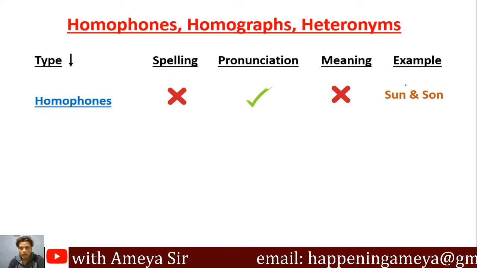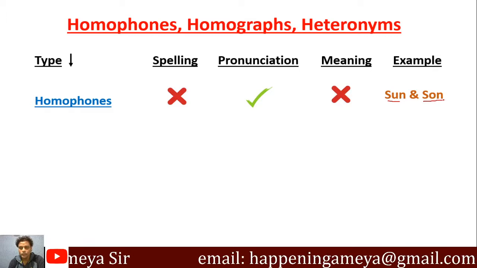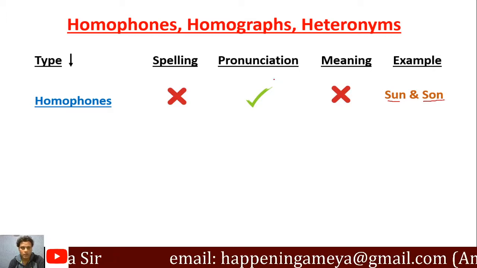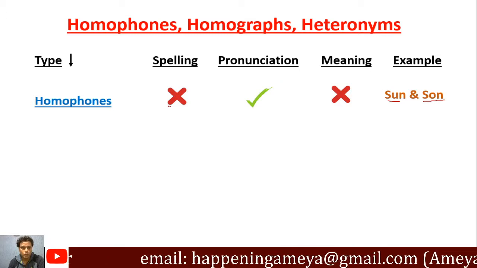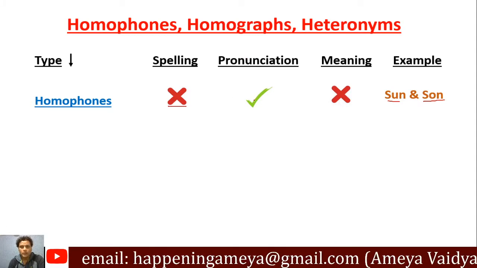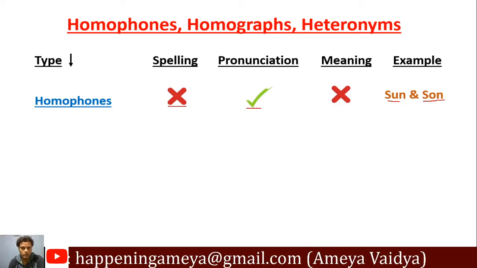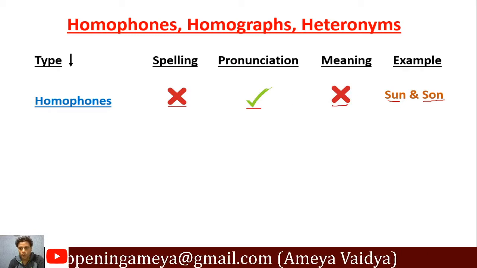Homophones are, for example, sun and son, S-U-N and S-O-N. Notice that the spelling is not the same. Is the spelling the same? No. The pronunciation is the same. Sun, son. The sound is the same, right? The meaning is not the same.